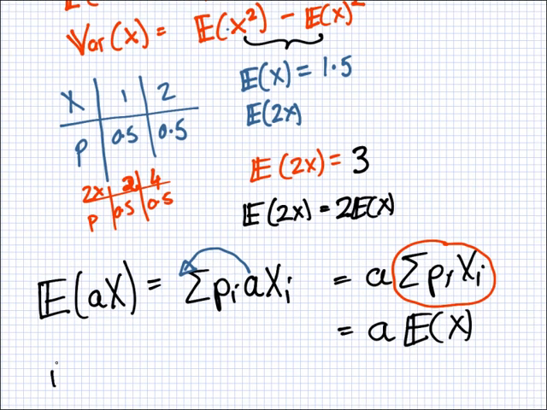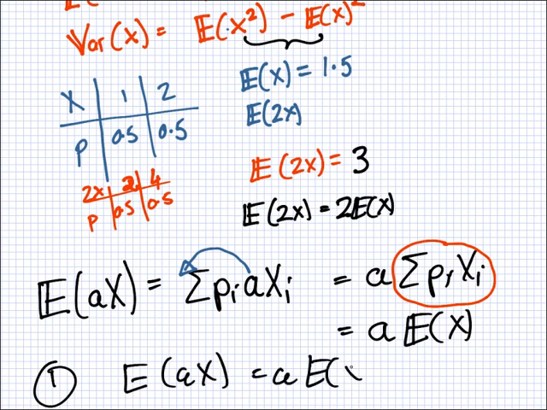That's rule 1. I'll just write it again here: the expected value of aX equals a times the expected value of X. Okay? So if you can write that down, we'll have a look at another rule now.